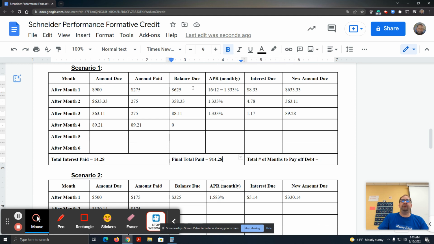Here's our monthly payments. It took us 4 months to pay it off. So these numbers are important to understand. We borrowed $900, we paid $14 in interest charges, and it took us 4 months to pay off the books that we put on our credit card. So this is the correct table moving forward.